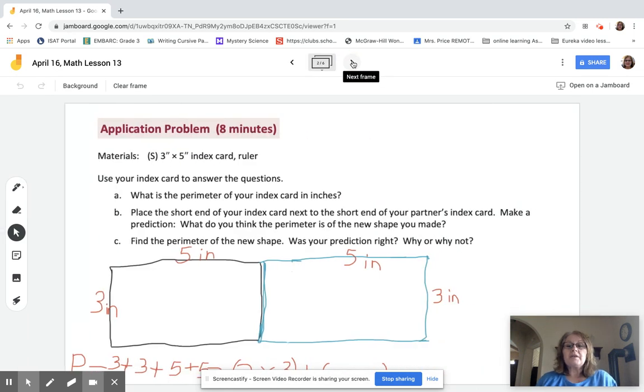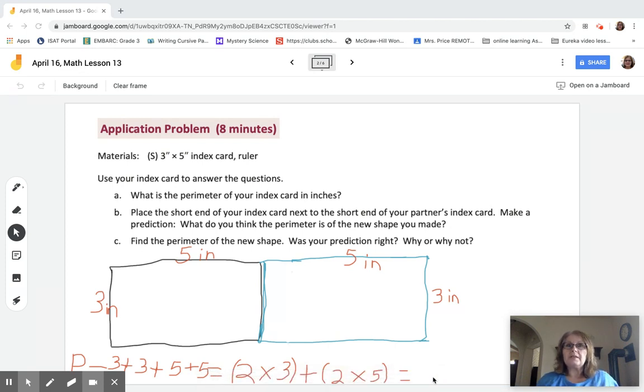Okay, so we're going to start with the application problem. Oh, I wish I could move this up. We're going to start with the application problem. Maybe I can hide it. There we go. If we were in class, I would give each of you an index card, and since we're not, we're just going to talk about it.